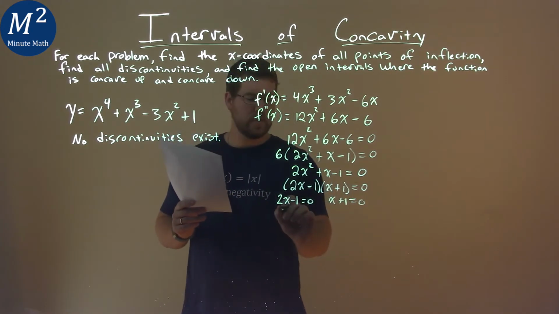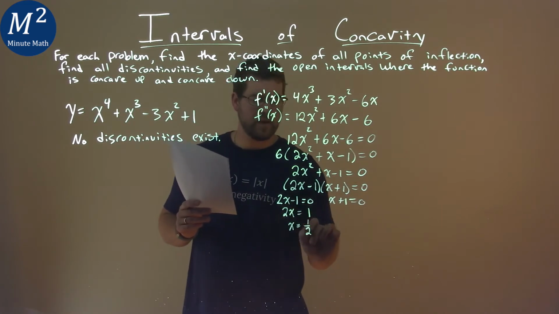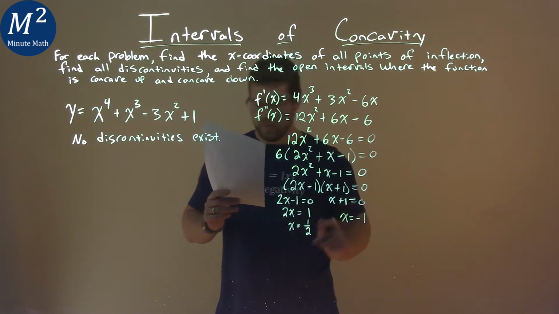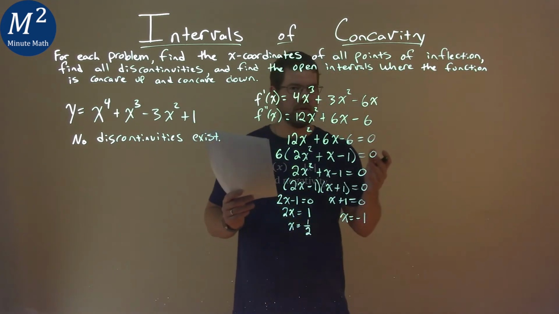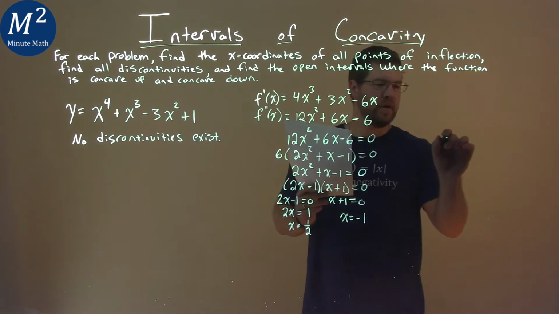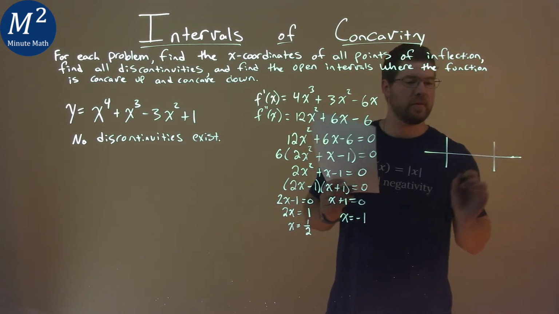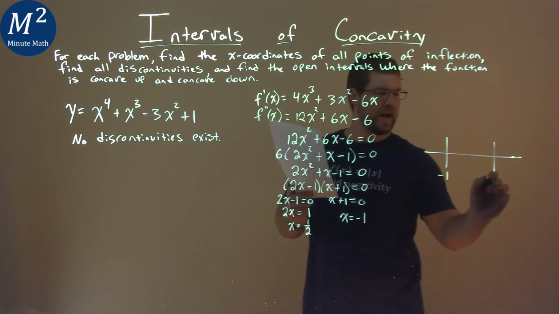Here, add 1 on both sides: 2x equals 1, and x equals 1/2. Subtract 1 on both sides, and x equals negative 1 here. So we have 2 points. We need to make our little chart for the second derivative test. So I make my chart right here, and from there, I start with the negative 1 and 1/2.